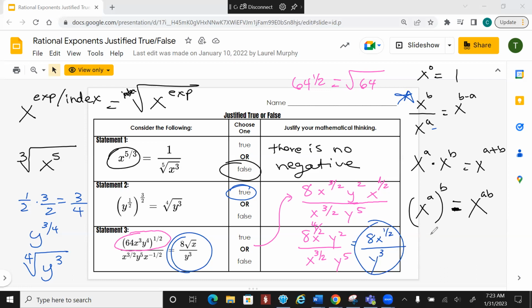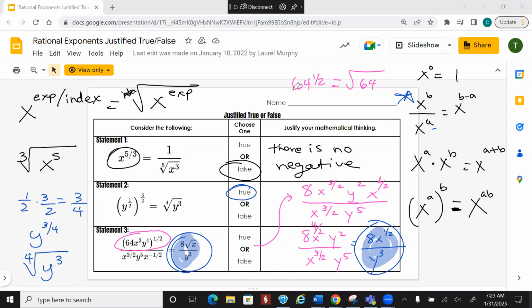Is the blue the same here and here? Why are you saying not really? It doesn't have the square root. But what do we know about x to the 1/2 power?